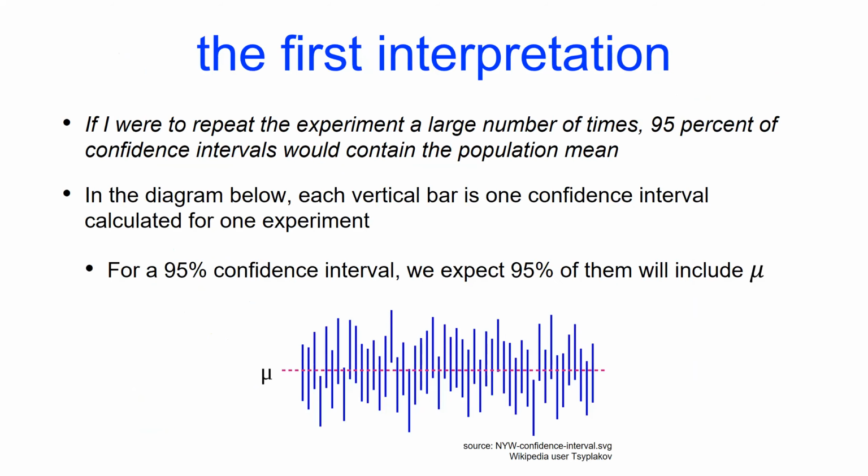Another way to say this is, if we repeat the experiment a large number of times, then 95% of the confidence intervals should contain the true population mean. So what does that mean? Each of these vertical bars is like you conduct one experiment, then you compute a confidence interval. Then you repeat this, and we expect 95 of them will include the true population mean, right? So this is essentially a different way to say the same thing.